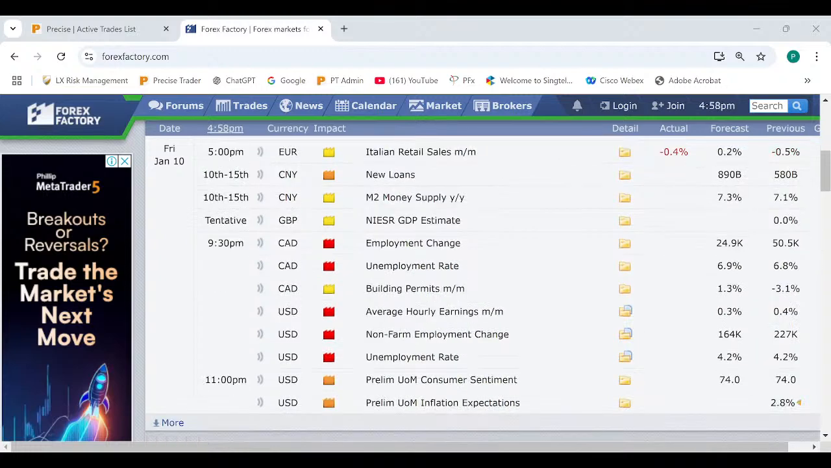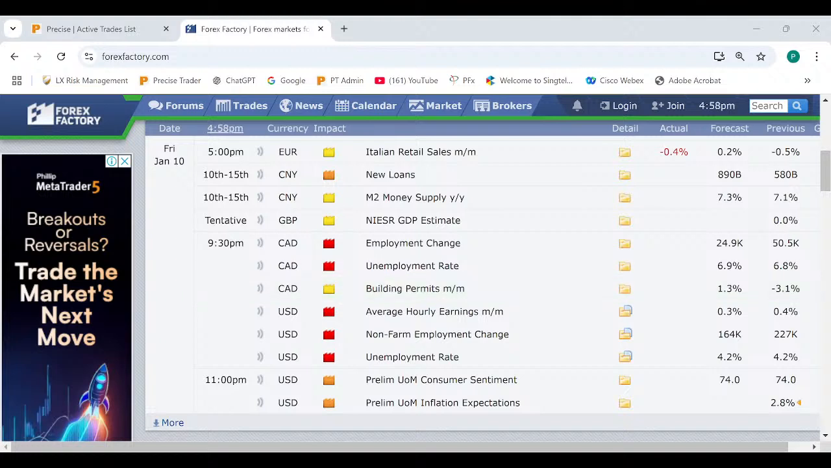The key data is going to be out in 30 minutes. We are expecting the Canadian employment change, with a forecast of 24.9. Previous was 50.5, so the market is expecting slightly lower than the previous data. We also have the Canadian unemployment rate, previous is 6.8 and the forecast is 6.9. So the market is expecting unemployment to be slightly higher.